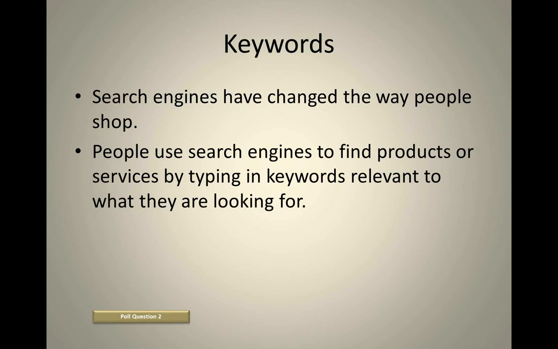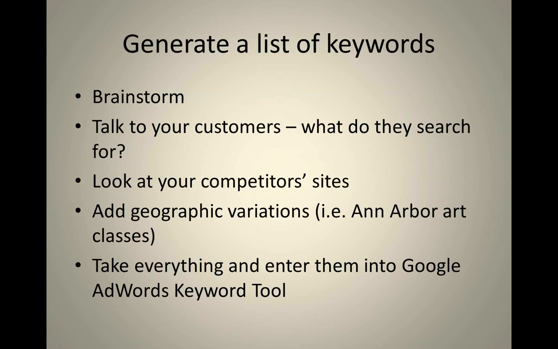Okay, so if we're going to generate a list of keywords, this is kind of how we do it. We start off with our brainstorming. We start with what we think is happening. Usually we have pretty good gut instincts, but we need to take it a step further. We need to talk to our customers. What do they search for? We want to look at our competitors' sites. What kind of keywords are they using in their sites?